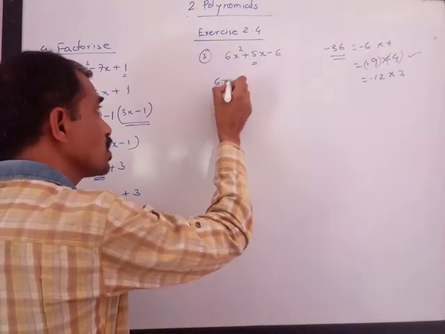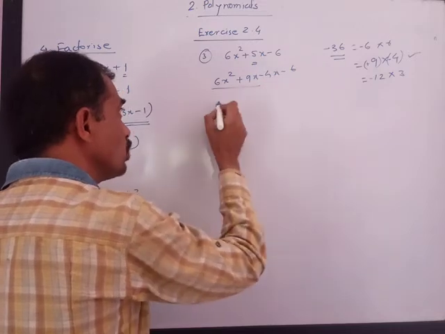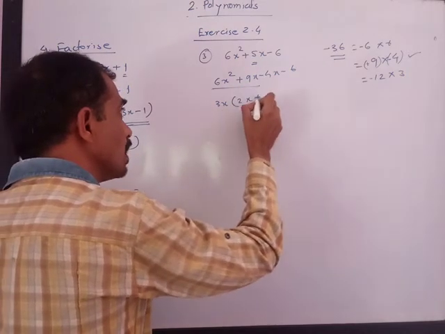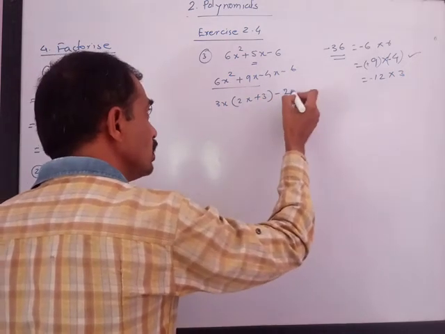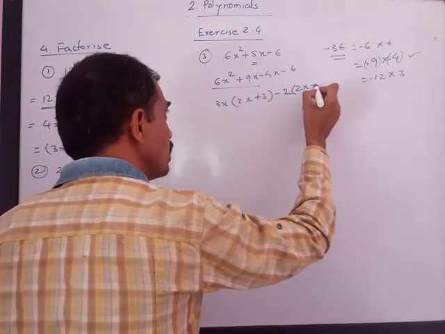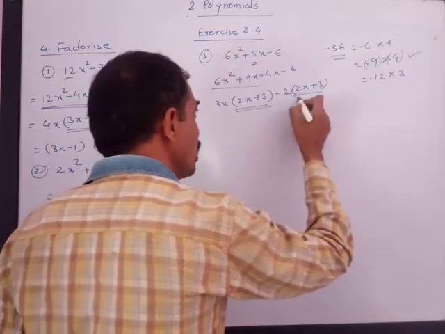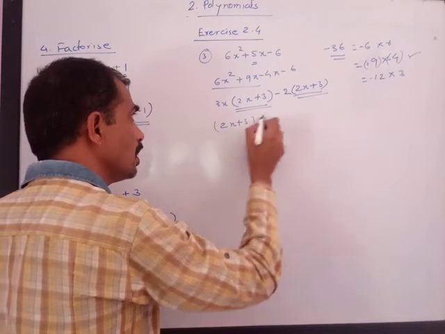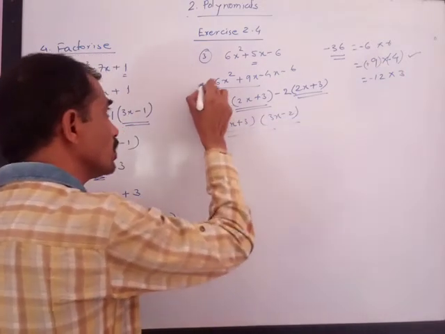We will have 6x square plus 9x minus 4x minus 6. From this you can take 3x common. You will have 2x plus 3. From this, if you take minus 2 common, you will have 2x plus 3. Among this, please note, this bracket must always be same. Then and then only we can take the common. So 2x plus 3, 3x minus 2 is the answer of the given question.